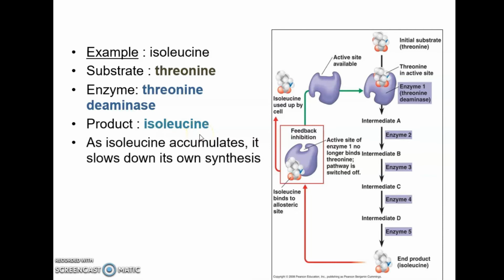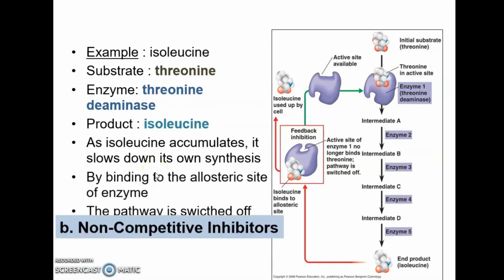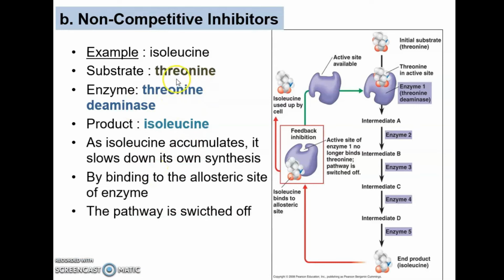So apa yang jadi dengan isoleucine ni? The isoleucine ni dia boleh jadi non-competitive inhibitor. Macam mana? Kalau kita tengok dekat sini, the substrate is threonine. Threonine binds to the enzyme, which is threonine deaminase, and produces isoleucine. So this isoleucine, dia boleh bind pada allosteric site of threonine deaminase.